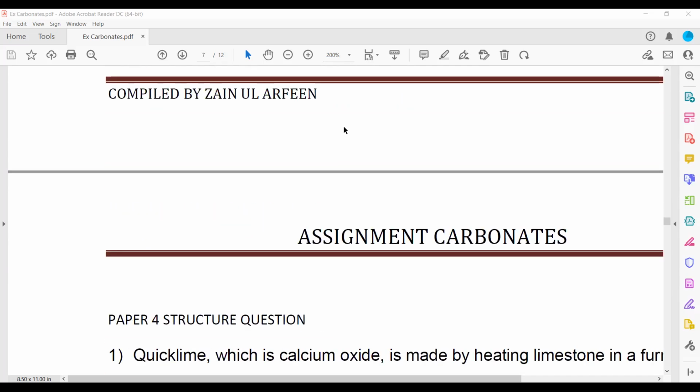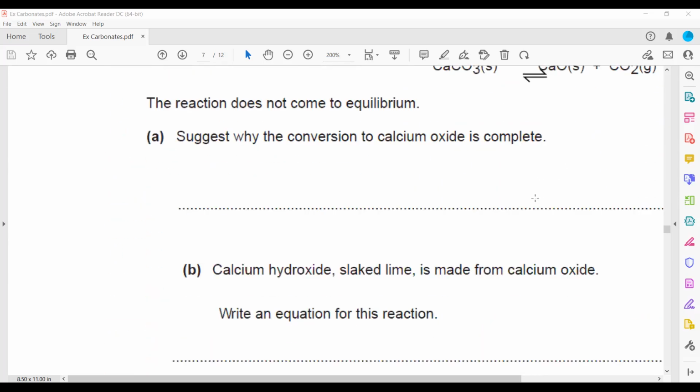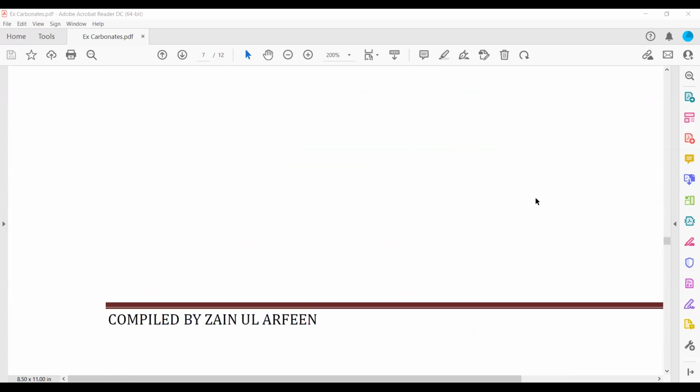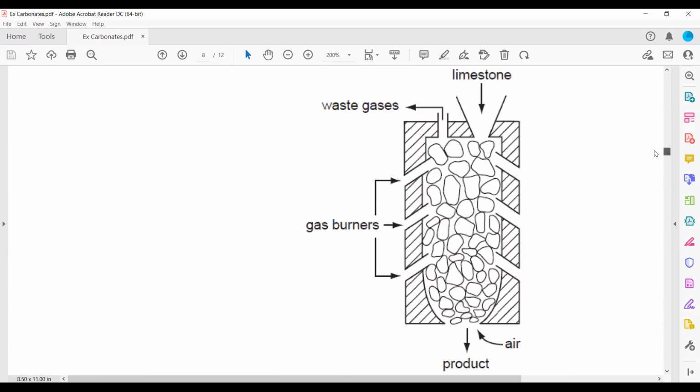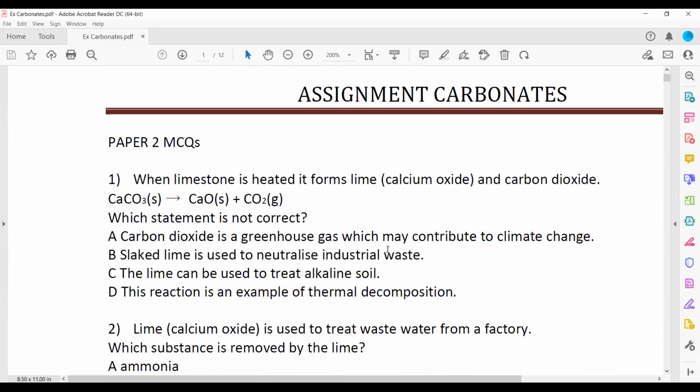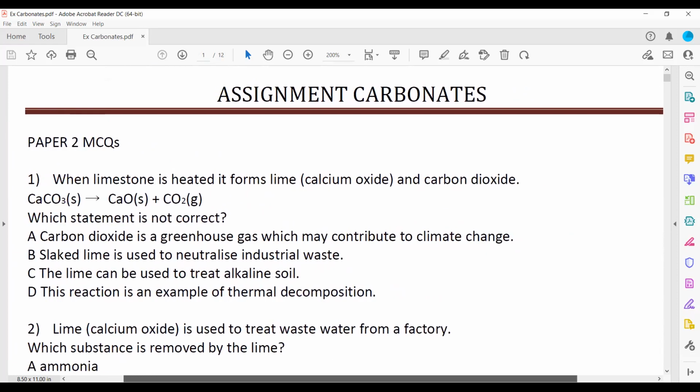So these are some questions related to the carbonate topic, the assignment related to carbonate. Mostly MCQs are there, but there are a few structured questions as well. Any question or doubt related to this topic?